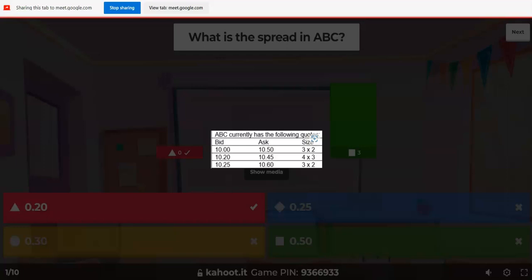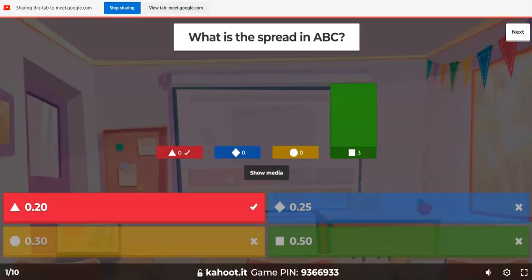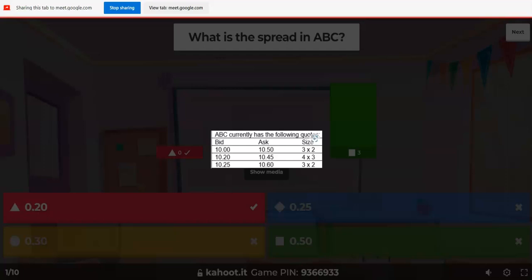Now, the bid price represents the price that one of these dealers will buy it from you for. That's what they're bidding. So if you want to sell it, you sell at the bid price, and you're going to sell to the highest bidder. Who's the highest bidder? That's the third one down, right? $10.25. So if you want to sell it, you'll sell to them because they'll give you $10.25 for it.